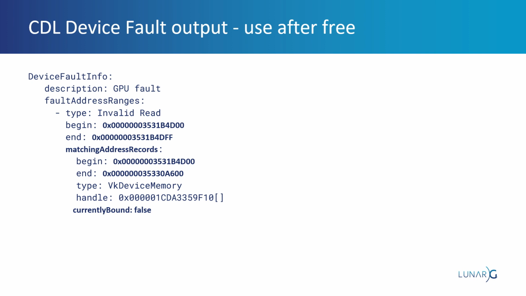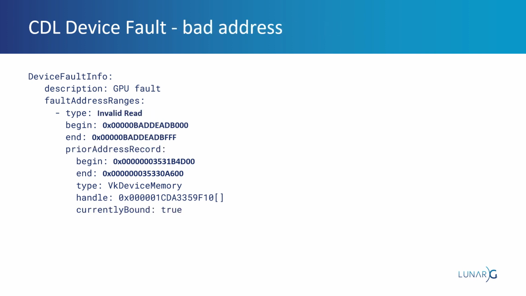Use after free. Here we have the begin range of the fault matching a begin range of a record that's not currently bound anymore. So you freed this memory too early, and the driver unmapped it from the GPU, and then you get a page fault. And then the last case is just a garbage address, where we have this bad dead address. There's nothing in the database that's near it. So that's uninitialized memory of some sort.